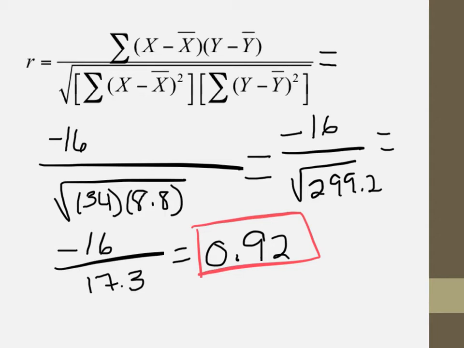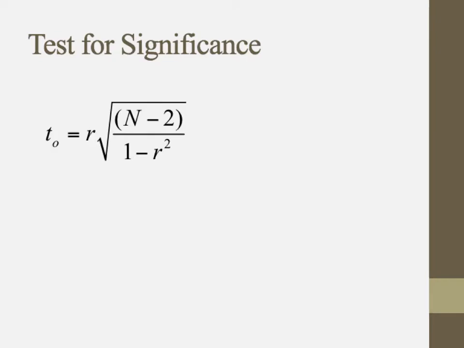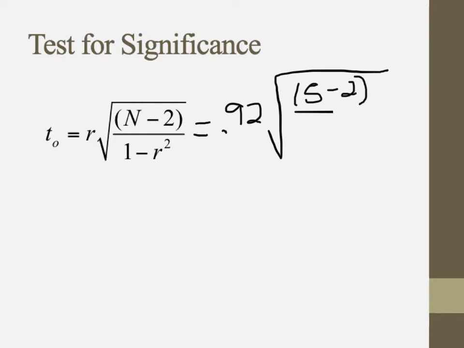Now what we want to do is plug this into our equation for t. Our equation for t is the r that we just calculated times the square root of n minus 2 divided by 1 minus r squared. So our equation is going to look like this: 0.92 times the square root, and we had 5 respondents, so n is 5 minus 2, divided by 1 minus 0.92 squared.